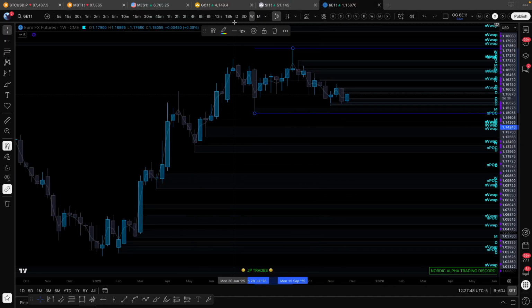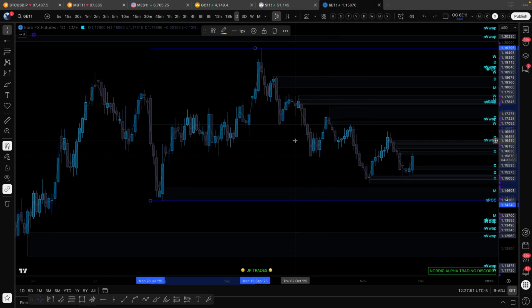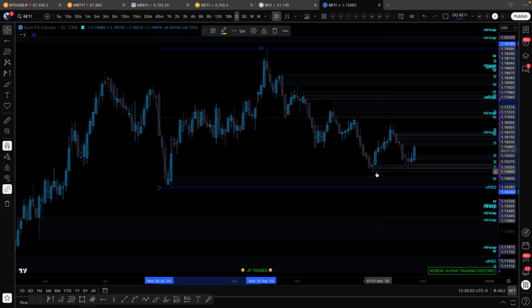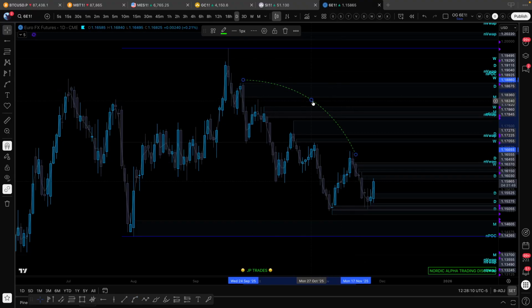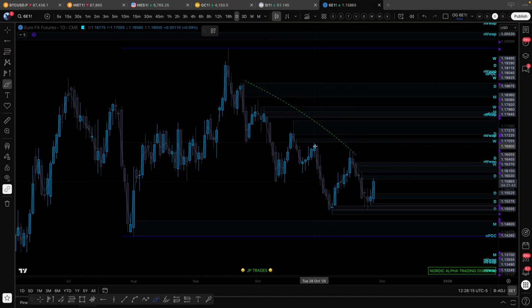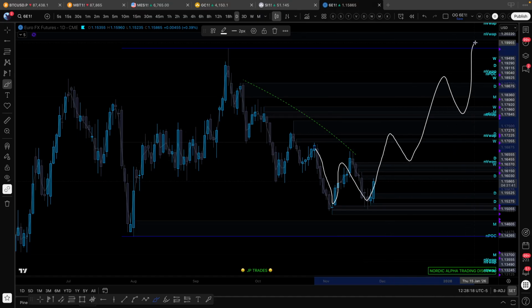So let's just keep that in mind for the weekly as we go to the daily. Could this be the higher low in this weekly uptrend? If so, this is a great place to bounce. What you would want to see is us start sweeping some of these highs and do something like that. So we would need to break this high here for our market structure shift on the daily.